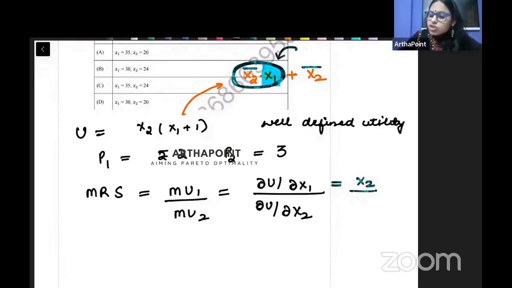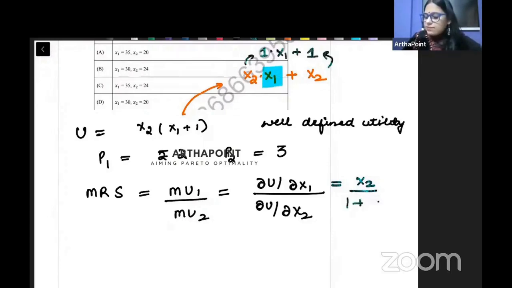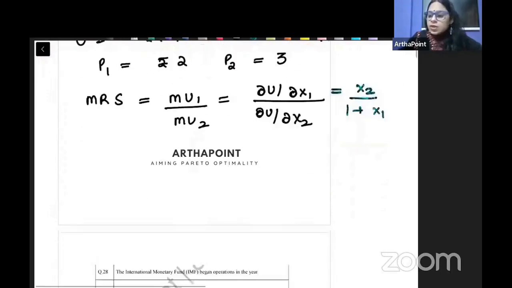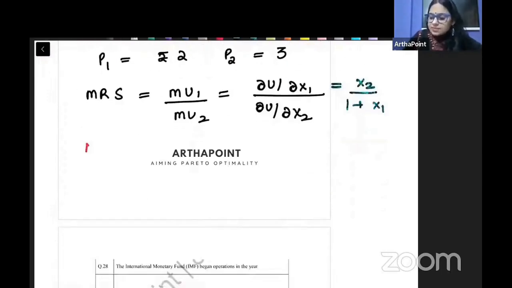And when you differentiate it with respect to x2, x1 is a constant, तो x1 को आप constant hold करोगे. Differentiation of x2 will be 1 into x1. Differentiation of x2 will become 1. So its differentiation will become 1 plus x1. So your MRS will become x2 divided by 1 plus x1.